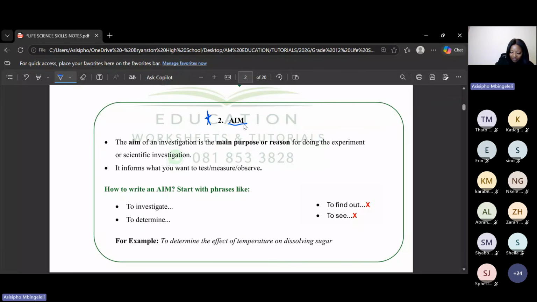An aim of the investigation is the main purpose or reason for doing the experiment. So if, for example, I'm noticing that the plant is growing, I want to find out what's making my plant grow. That is my aim. So my aim, for example, could be to determine the effect, maybe because I can see that this plant is placed next to the windowsill and is receiving sunlight. I want to be able to determine if sunlight is the one that is causing my plant to grow.